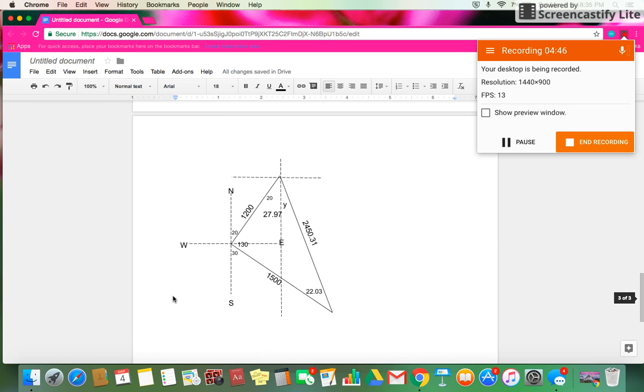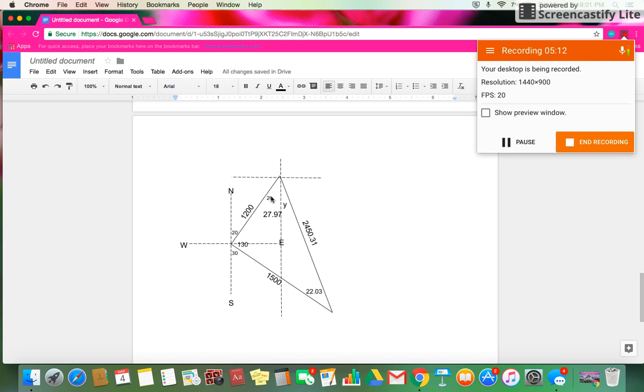And then you can put that in your drawing there. And then you're going to subtract 22.03 and 130 from 180 to find the measure of this whole angle, which comes out to be 27.97 degrees. And then now that you have your whole angle, you're going to have to subtract the measure of this smaller angle from the whole angle to find y.